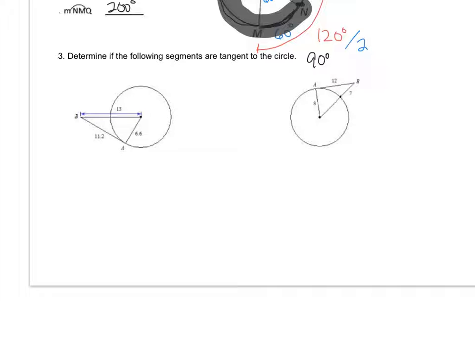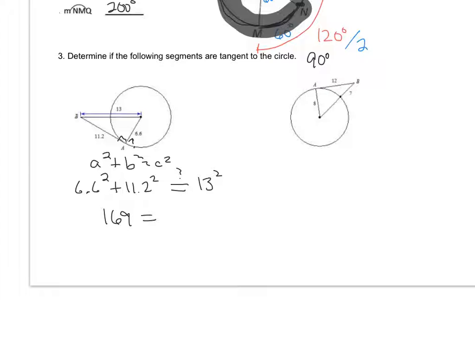So in this first one, if I want to know if this is a 90, then I really want to know if a squared plus b squared equals c squared. So if I plug in those numbers, 6.6 squared plus 11.2 squared, we want to know, does this equal 13 squared? And we always put the biggest number as c, that's the hypotenuse, or the one across from the 90-degree angle.